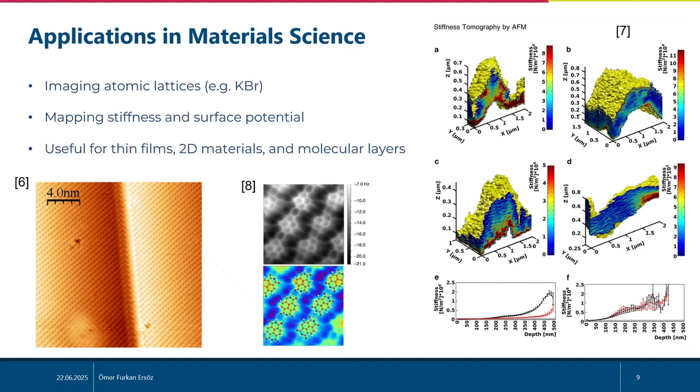FM-AFM is used to study materials at the atomic level. On the left, we see an image of a potassium bromide crystal lattice. In the center, molecular-level resolution is achieved, while the right shows stiffness maps of structured surfaces. These applications are valuable for analyzing polymers, coatings, nanocomposites, and 2D materials, like graphene and molybdenum disulfide. Reference 8 also demonstrates how electronic contrast and charge localization can be mapped at the molecular scale.